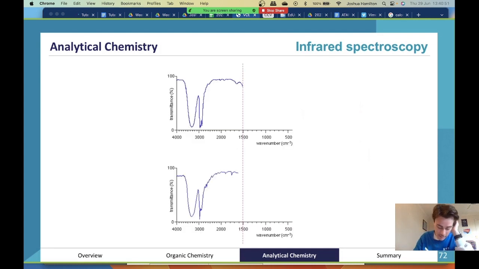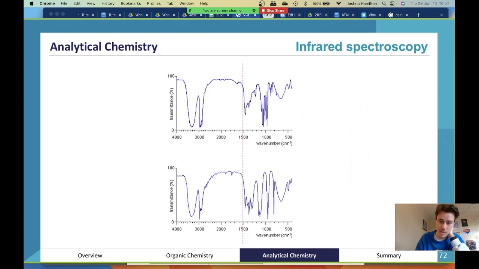So as you can see here, these are two that have extremely similar functional groups, but then look at their fingerprint regions. They're very, very different. These are different molecules. They're very, very similar, but they're different because of their fingerprint regions. So you're going to get this piece of information out of it.